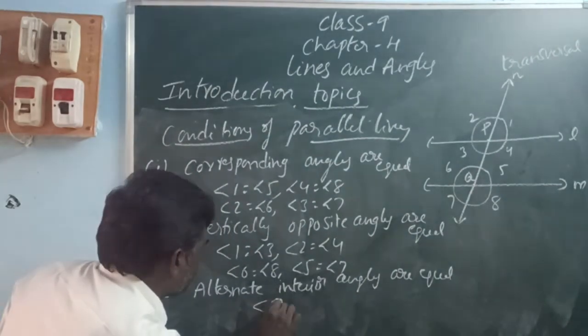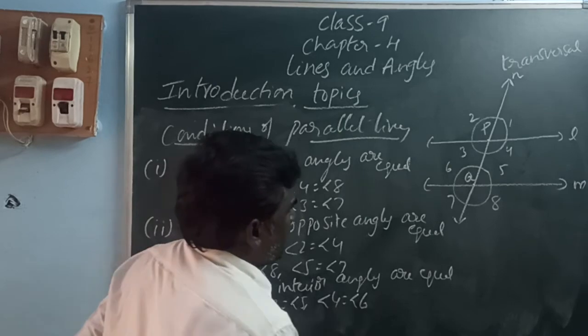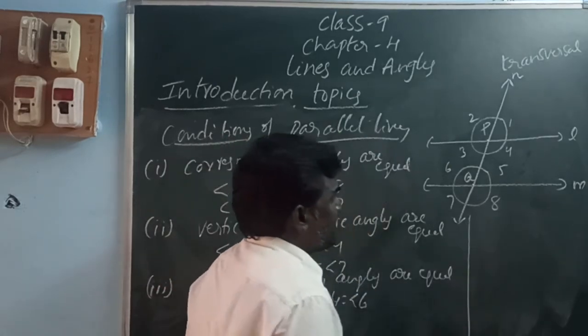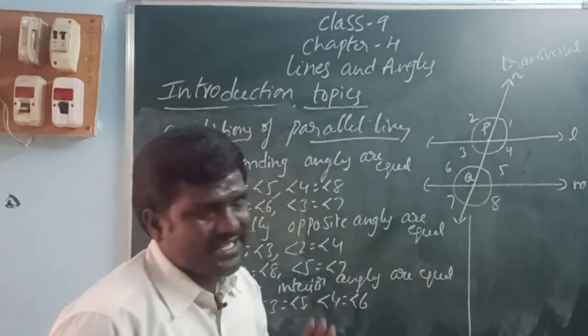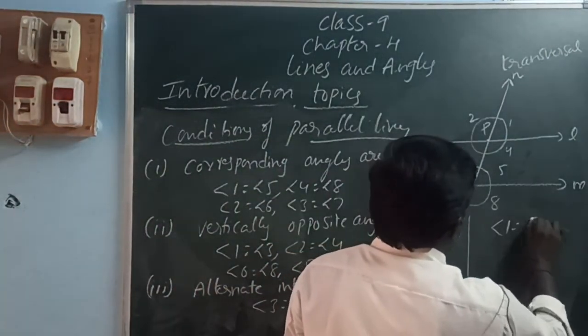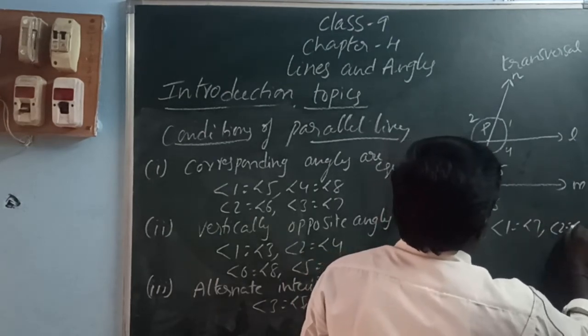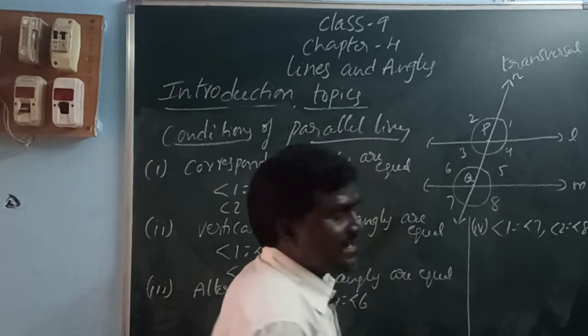So here angle 3 is equal to angle 5, next angle 4 is equal to angle 6. So next one, alternate exterior angles are equal. Okay, so they are on either side of a transversal line and they are opposite. So here angle 1 is equal to angle 7, angle 2 is equal to angle 8. So alternate exterior angles are equal.